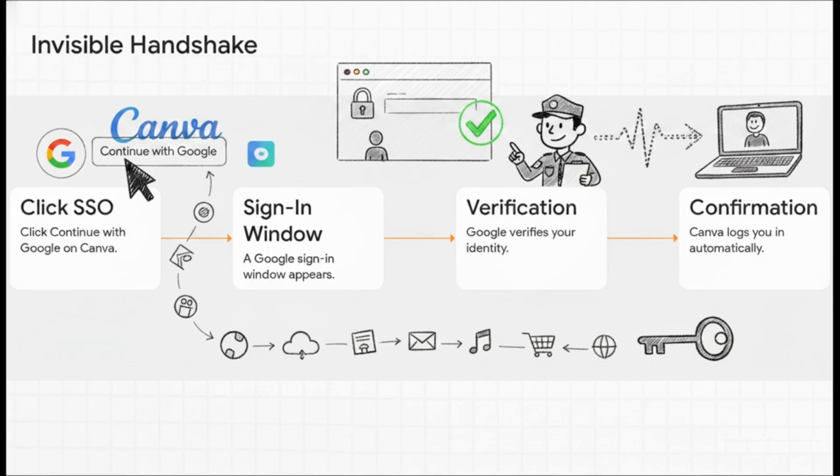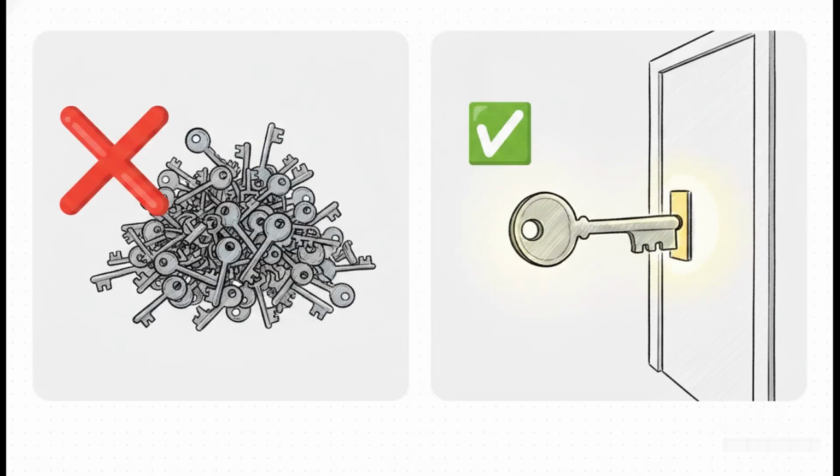You click Continue with Google on Canva. Boom, a secure little window pops up where Google steps in and acts as that apartment security guard. They verify your credentials, make sure you're you, and then they send a trusted digital nod over to Canva. And just like that, Canva logs you in automatically. One login, multiple services, 0 new passwords required. Pretty slick, right? Now, you might be wondering, why do companies absolutely love this setup?